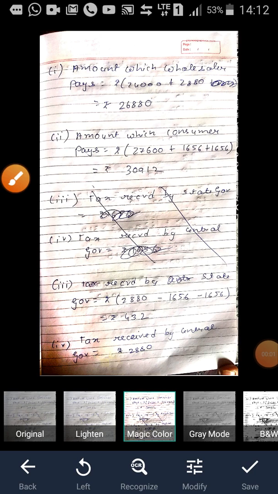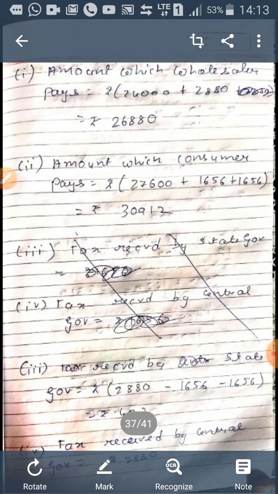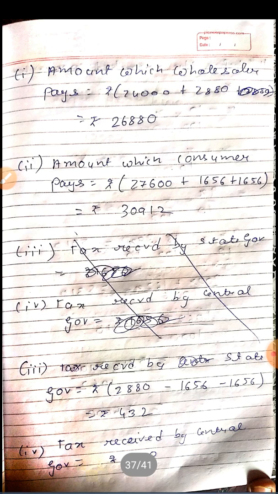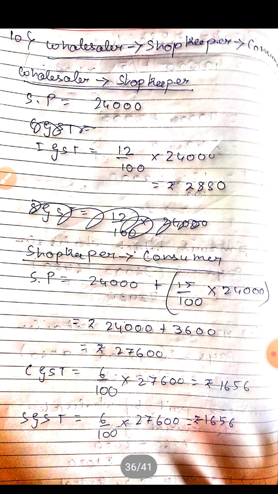Okay, dude. So we were in part 3 of this sum number 10, where they're asking us for the tax received by the state government. So how much is the state government receiving from this? Wait 1 minute. Tax received by the state government. How much is the state government receiving?